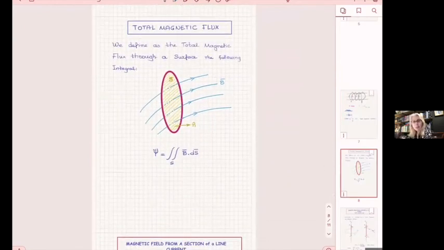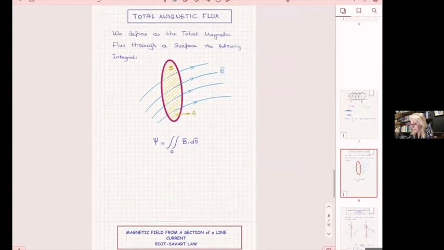Okay, so now, do you have any other questions before I introduce the total magnetic flux? Okay, I don't hear anything.